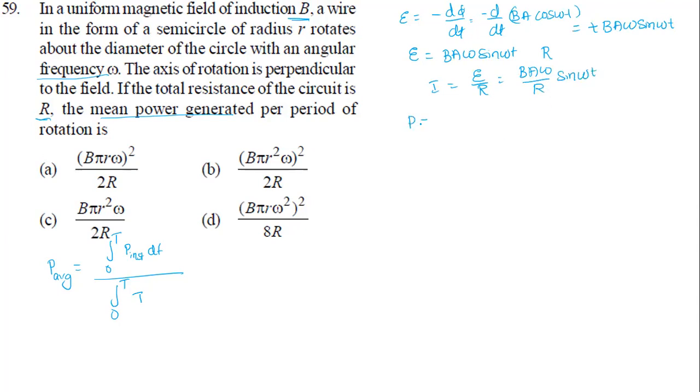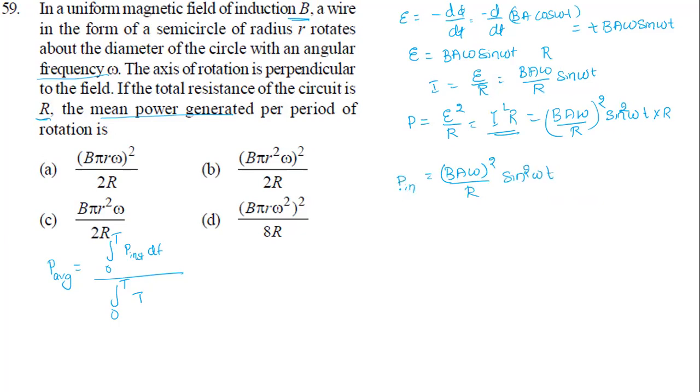So now power dissipated is given by what formula? E square by R. R you can take now I square times R. So we use the second formula now. I square is how much? It is B A omega by R whole square, into sin square omega t, into R. So one R is going to cancel. It will become B A omega whole square divided by R, times sin square omega t. So this is what we call the instantaneous power.